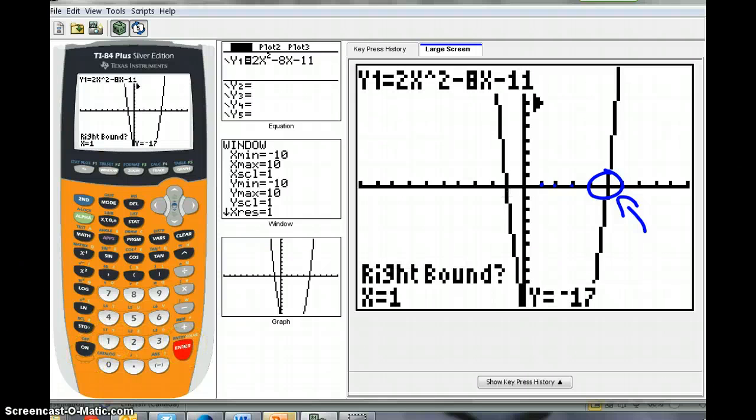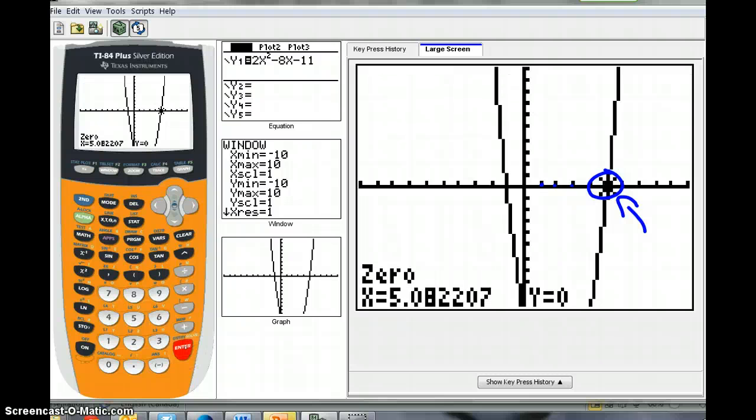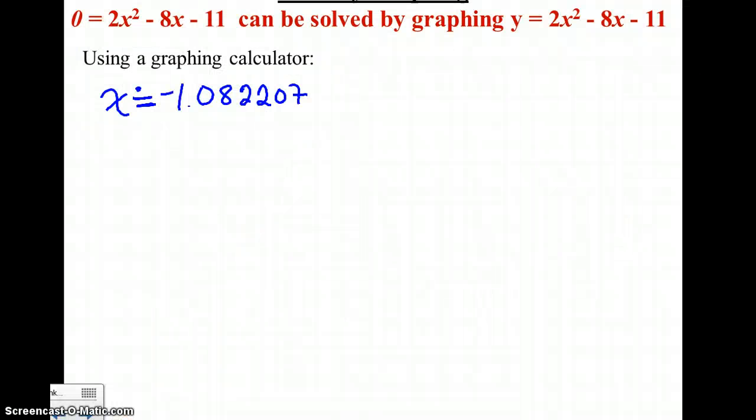I want to get right now, so I'm going to type in any number to the right of that x-intercept. So maybe 8. And now it's going to find the x-intercept between 1 and 8. That's what we want. Positive 5.082207. So let's record this x-intercept as well. X equals approximately 5.082207.